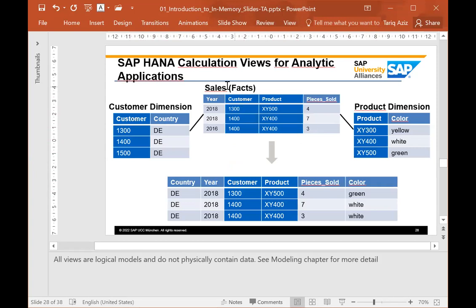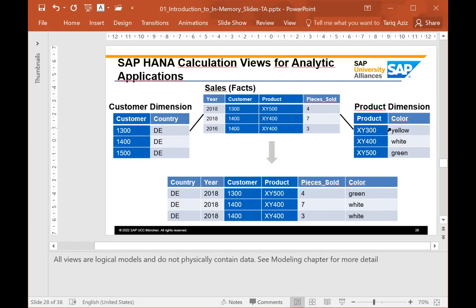If you see, the sales is a fact table. How many items were sold? What was the price of the product that you sold for this 4 quantity or 7 quantity or 3 quantity? You will be having which year you have sold, the date of sale, the customer, and the products, and so this is the fact table. This is the customer dimension table. This is the product dimension table.